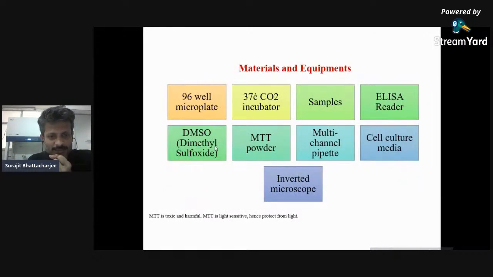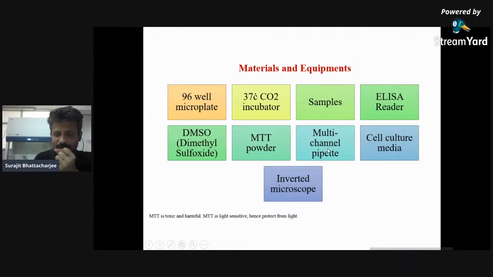And these are the basic equipment or materials which you require to carry out the MTT assay or the other XTT or MTT assay. We need a 96-well microplate, a 37-degree carbon dioxide incubator, the samples, that is the drugs or the tested compound, an ELISA reader, and also cell culture medium where we can culture the cells.